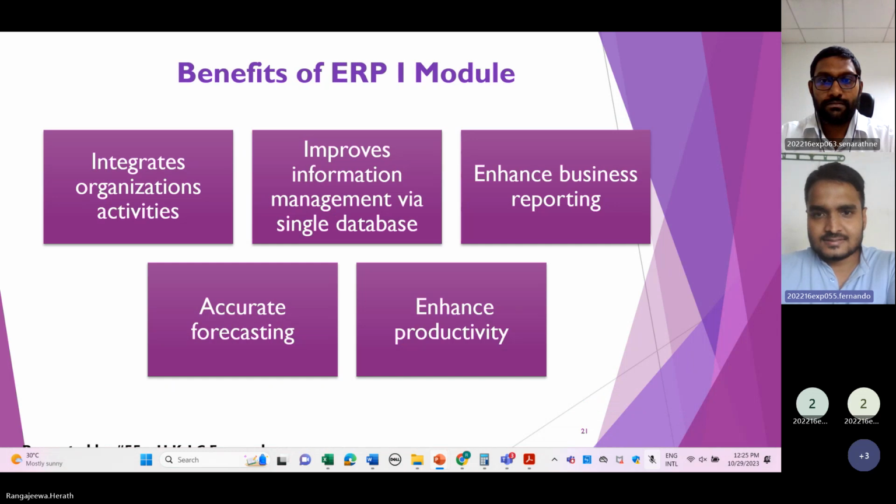Now, we can discuss advantages and limitations of ERP system. If we talk about advantages of ERP system, it integrates organizational activities, improves management information via a single database, enhances business reporting and accurate forecasting, ultimately enhancing productivity.